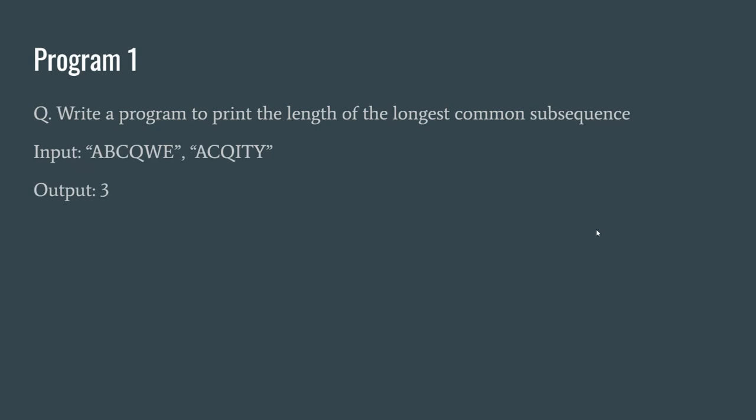The first program is: write a program to print the length of the longest common subsequence. Professor has covered the longest common subword, that is, longest common substring. But in this input there are two strings given. First is a b c q w e, second is a c q i t y. The length of the longest common subsequence here is 3 because a, c, and q are present in both strings.